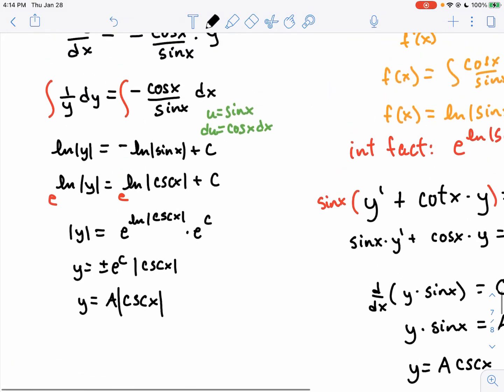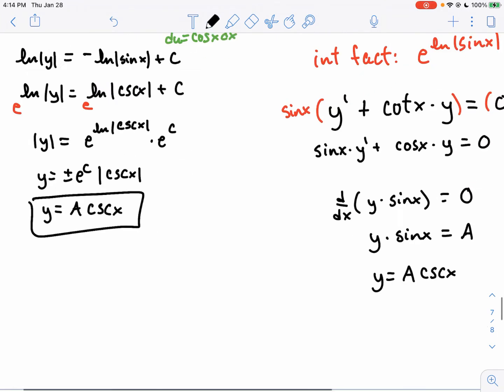With the commentary on the absolute value, I could have safely removed them here as well, because the absolute value of cosecant is either plus or minus cosecant depending on where we are with x, and that plus or minus could just absorb into the a to get the correct coefficient. So we can just drop the absolute values over in this case as well.